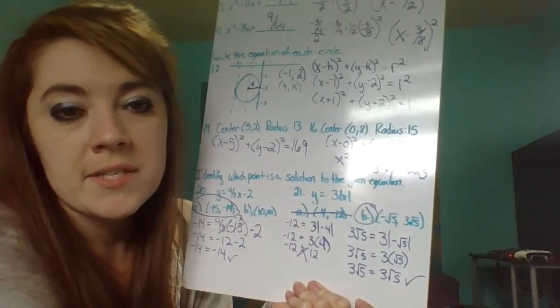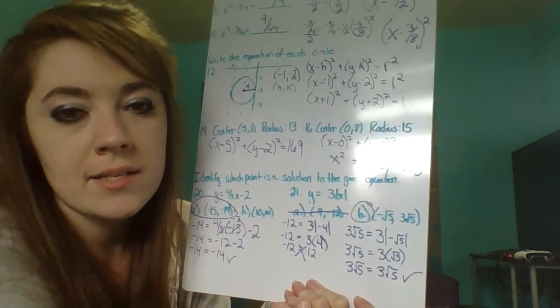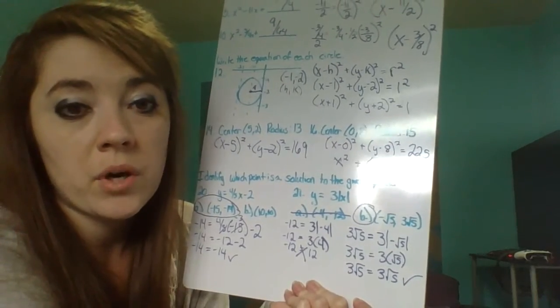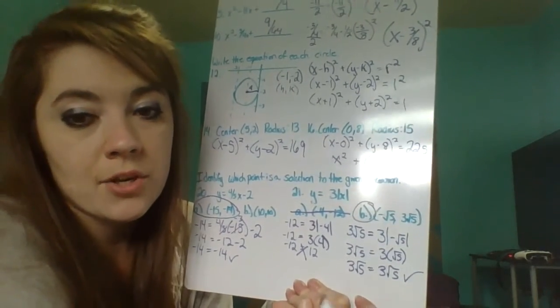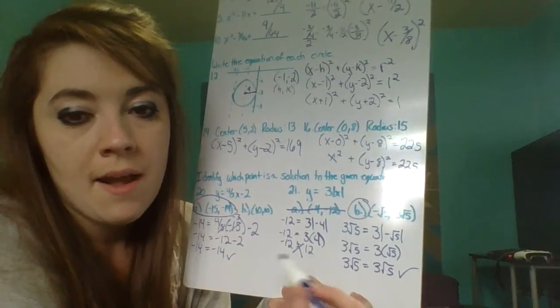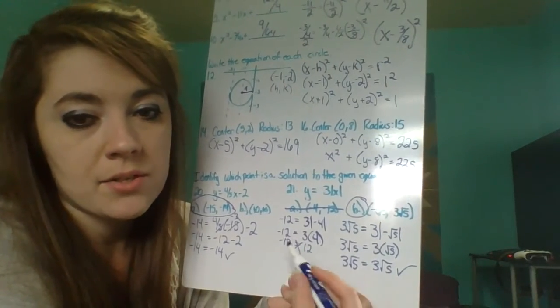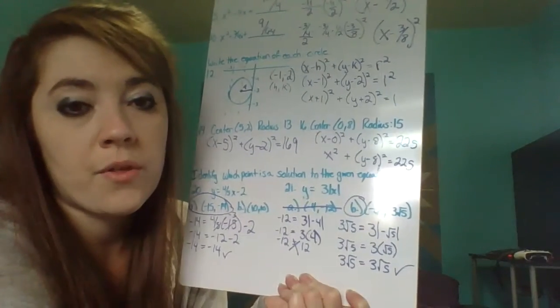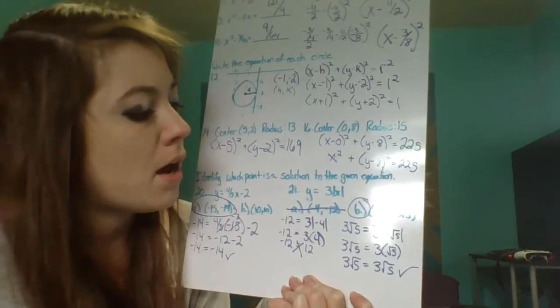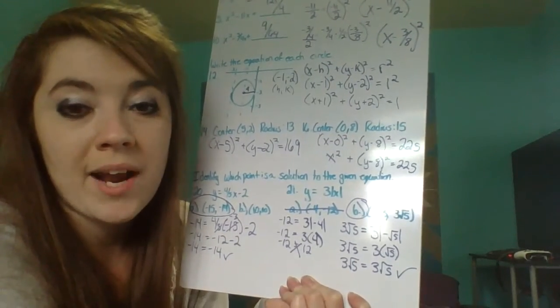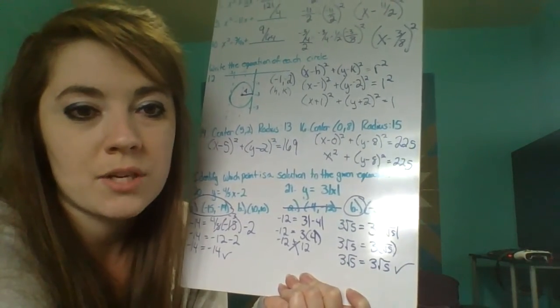So you just have to plug in x and y into the equation and see if it works out. If it does, you'll get a true statement just like this. If it doesn't, you'll have something like this. So whether they're just opposites or whether they're two totally different answers, that's what you're looking at for a no, meaning it's not a solution.